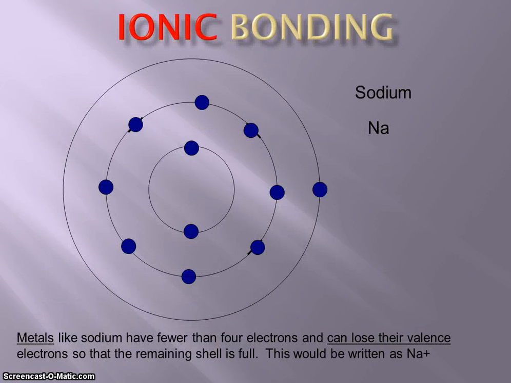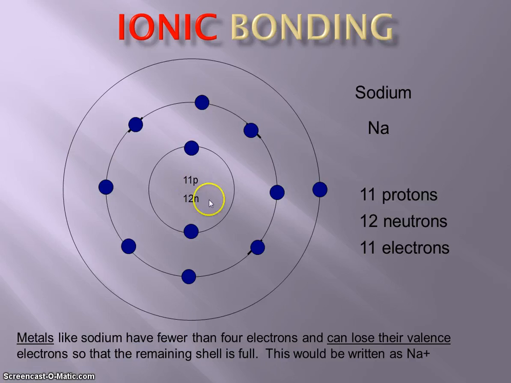So let's look at a sodium atom. Sodium, as you can see here, has only 1 valence electron. This is our sodium atom. We've got 11 protons in our nucleus, 12 neutrons in our nucleus, and 11 electrons: 2 in the inner shell, a full 8 in the second shell, and then just 1 over here.